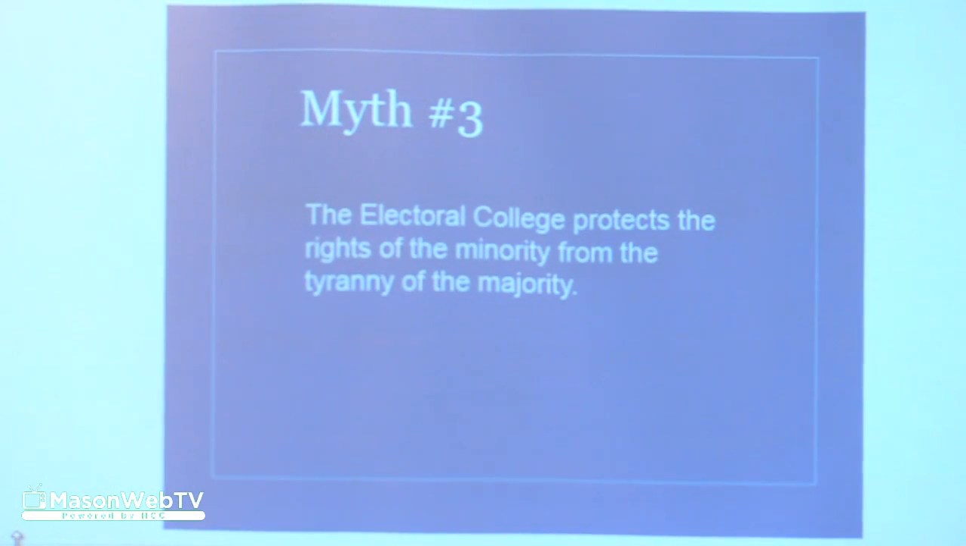Myth 3. The Electoral College protects the rights of the minority from the tyranny of the majority. So our founding fathers designed our government accordingly so that 2 out of 3 of the branches of government are designed to protect the minority rights.